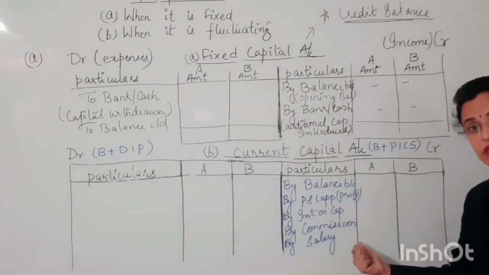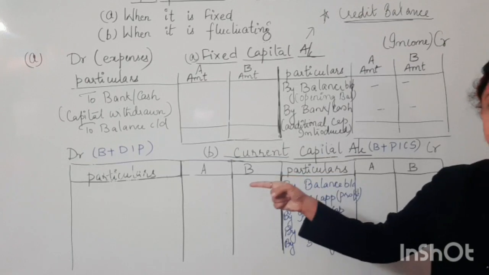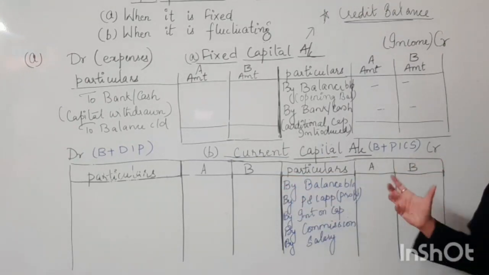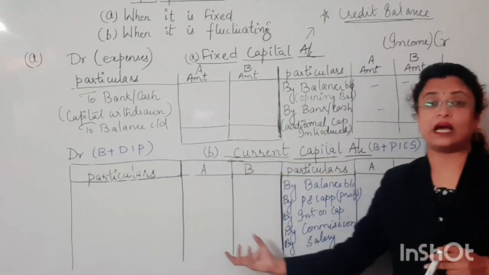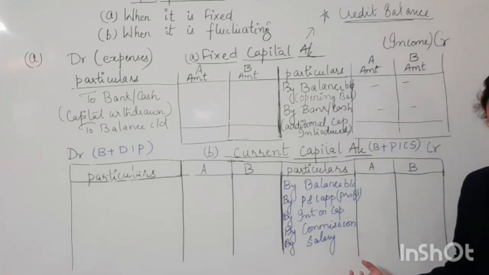We have shown it on the credit side. Now we are going to the debit side, which is the expenses side. Now children, this is actually a partner's capital account from the basic fundamental point of view.